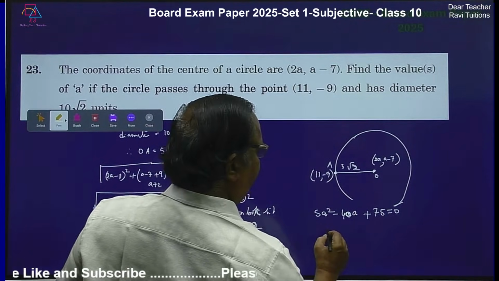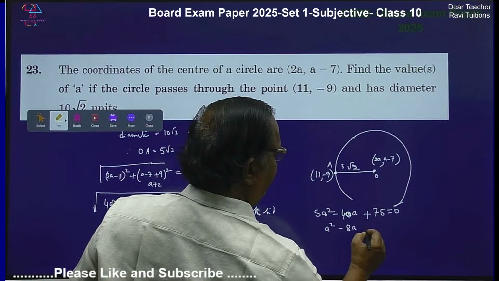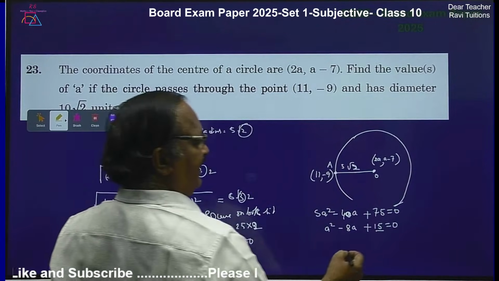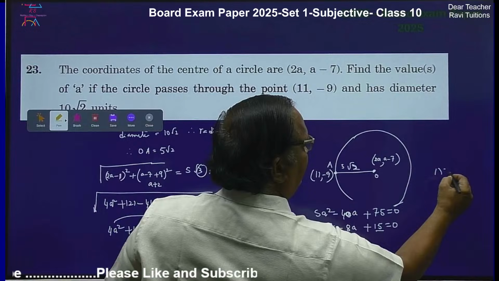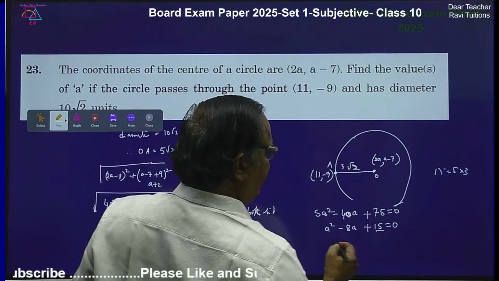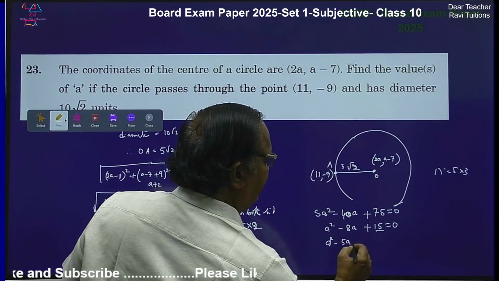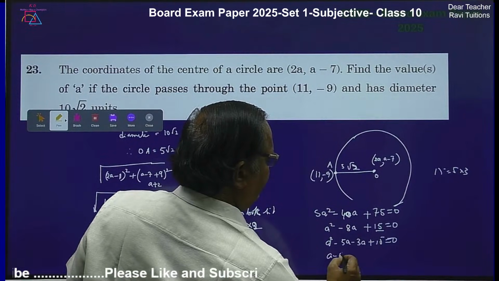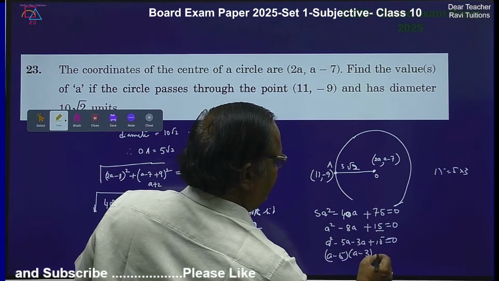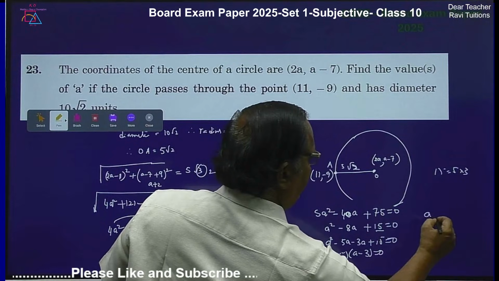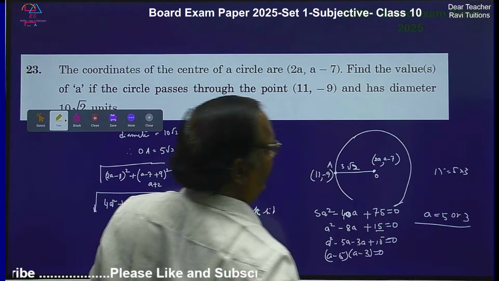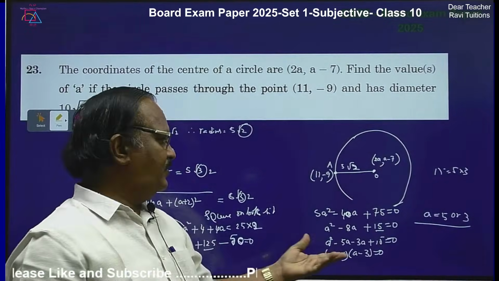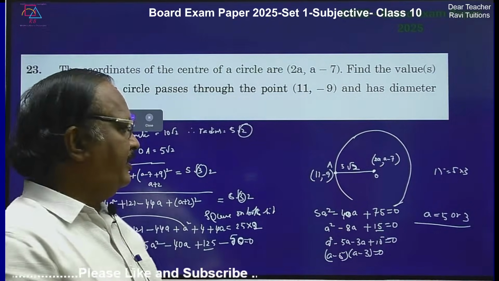Now divide with 5: a square minus 8a plus 15. Now 15 is there, 5 3s are 15, so 5 plus 3, 8. So a square minus 5a minus 3a plus 15 is equal to 0. So (a minus 5) into (a minus 3) is equal to 0. Therefore, a is equal to 5 or 3. He asked to find the values of a, so we have got 2 values. A is equal to 5 or 3.